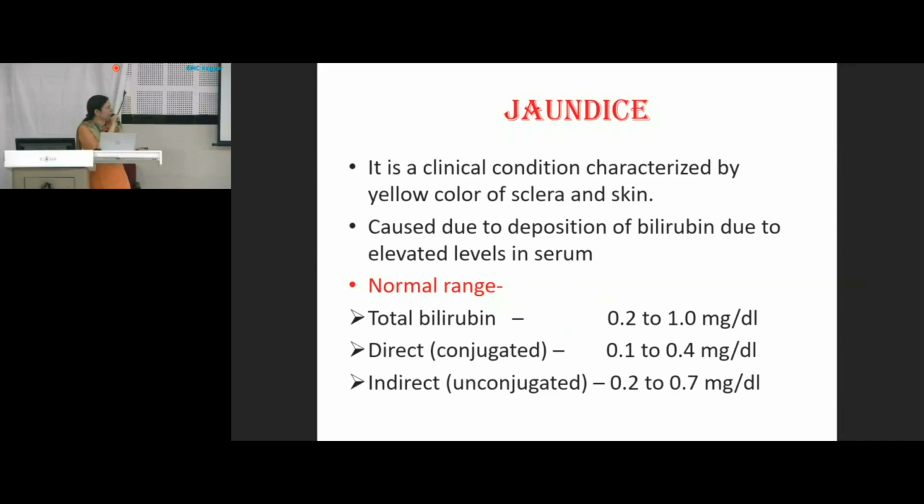So this is the normal range. Total bilirubin is 0.2 to 1 milligram. Direct, which is also called conjugated, is 0.1 to 0.4. Indirect is 0.2 to 0.7.